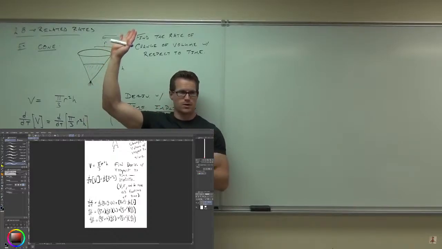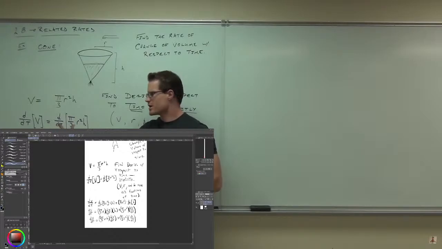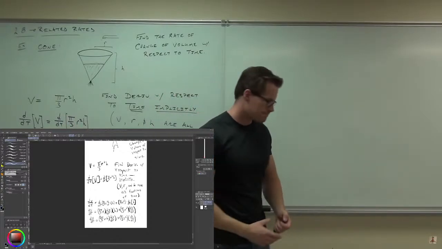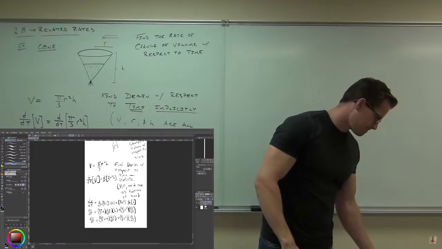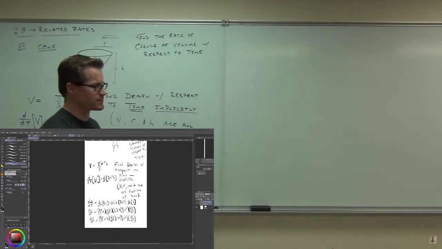How many will see the product rule up there? Okay, let's do it. You said the product rule. You can do it one of two ways. You can take the pi over 3 out, or you can associate it with one of the variables. It really doesn't matter. I think I took it out. I don't know why, but it really doesn't matter.